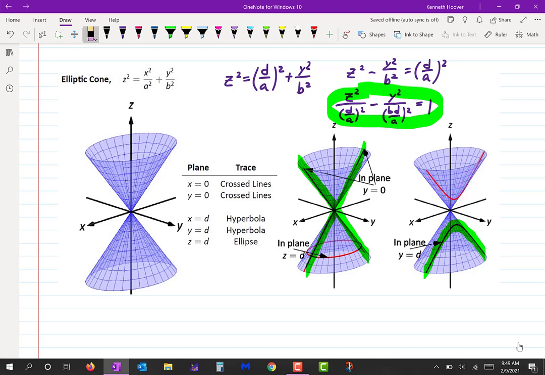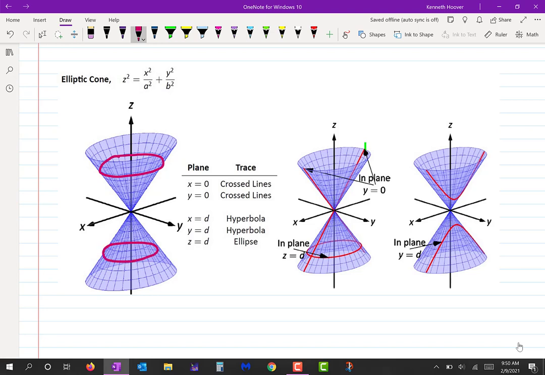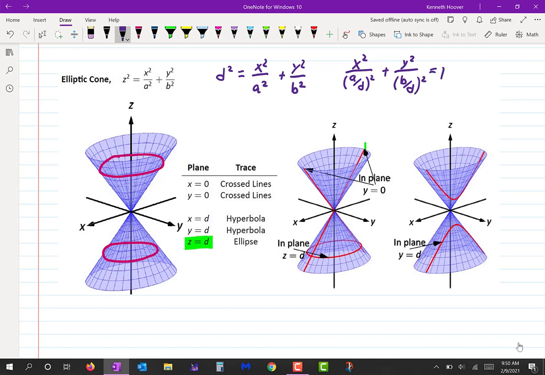Now, if you cut one of these with a plane that is horizontal, what do you think you're going to get then? You're going to get two ellipses. The reason is that if you have a horizontal plane, z equals a number, then our equation becomes a number squared equals x squared over a number squared plus y squared over a number squared. That's the same thing as saying x squared over (a over d) squared plus y squared over (b over d) squared equals 1, and you might recognize that that's the equation of an ellipse.